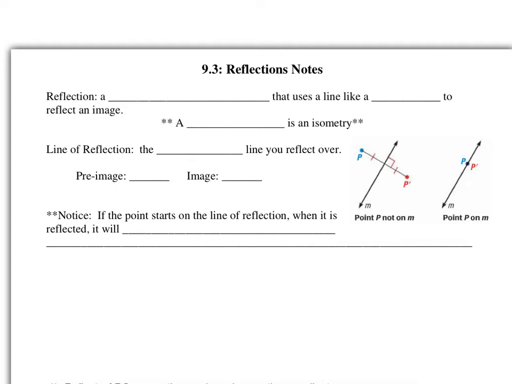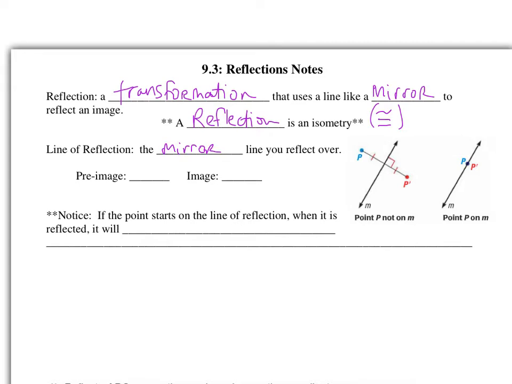Now that we've talked about translations, we're going to talk about reflections. A reflection is a transformation that uses a line like a mirror to reflect an image. A reflection is also an isometry. So remember, an isometry means that it keeps the same size and the same shape, and it is a congruent transformation. The line of reflection is the mirror line that you reflect everything over.